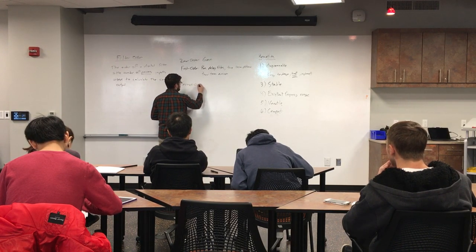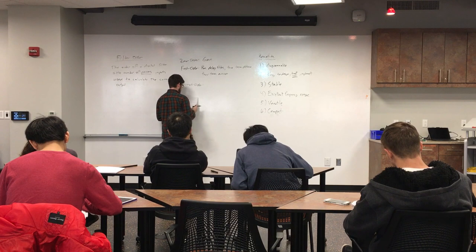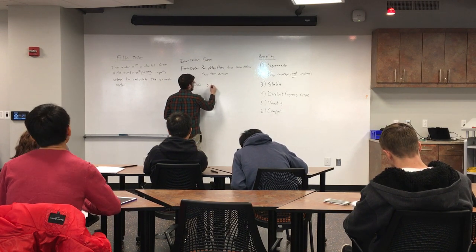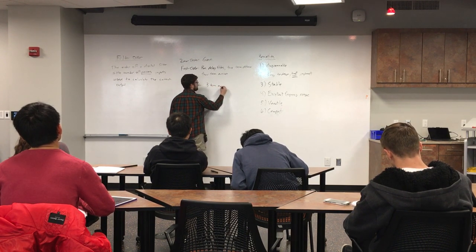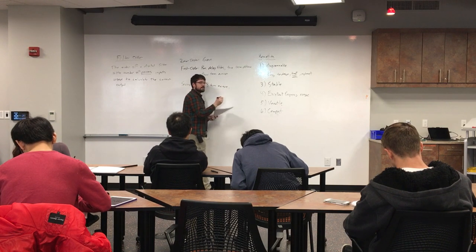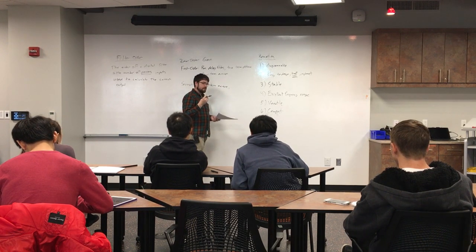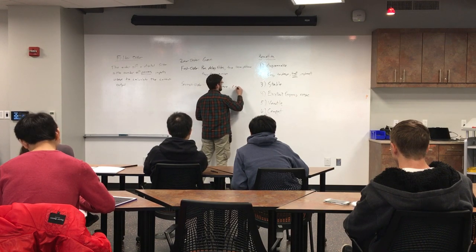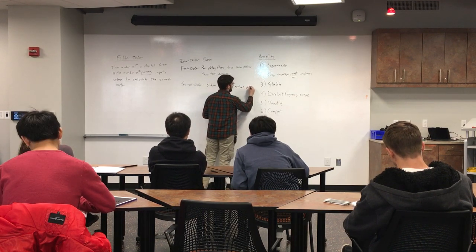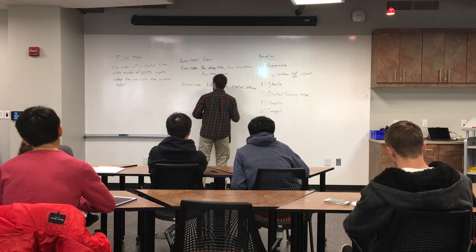Second order, we're using two previous points. So this would be like a three-term average. Or who remembers from numerical methods, how you take a derivative of something with 3 points? The central difference. Yeah. Okay.